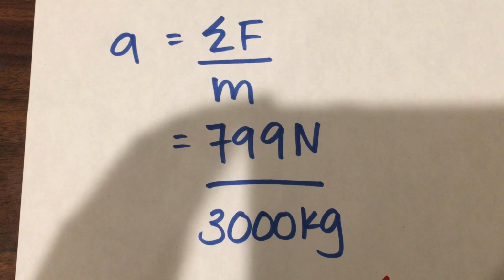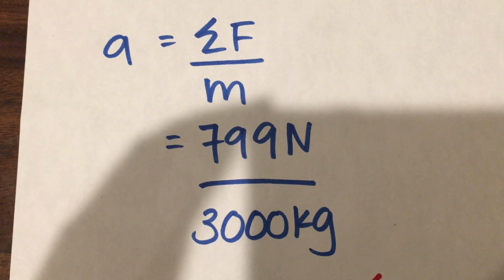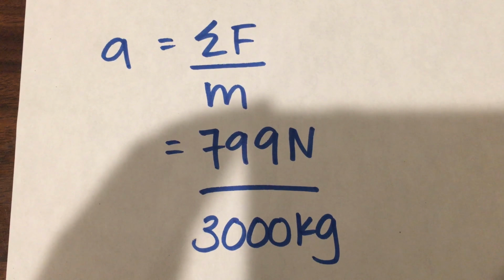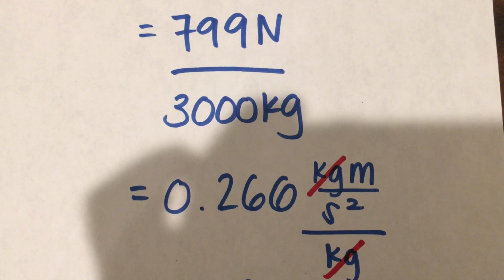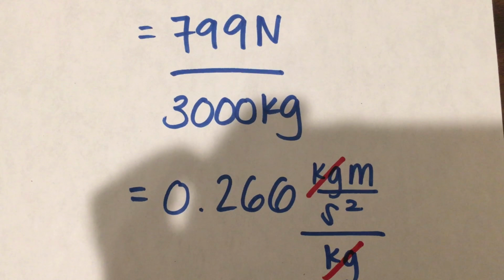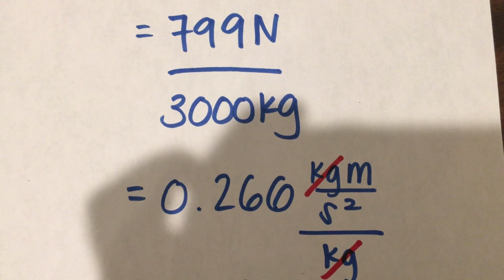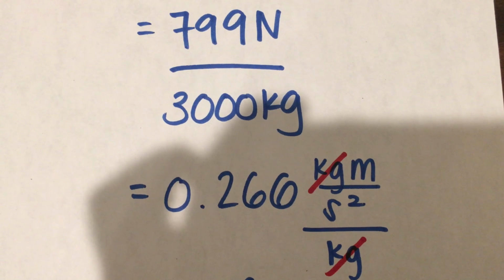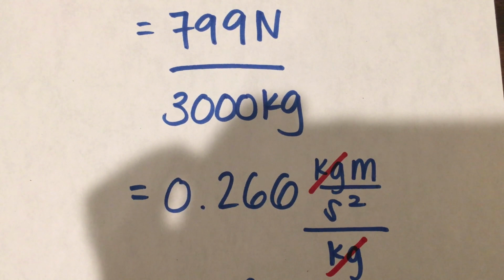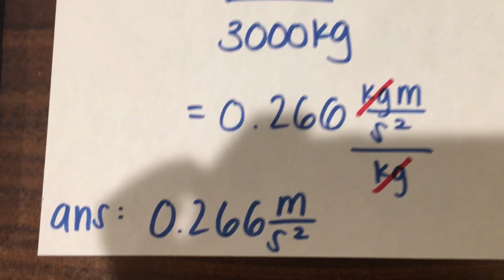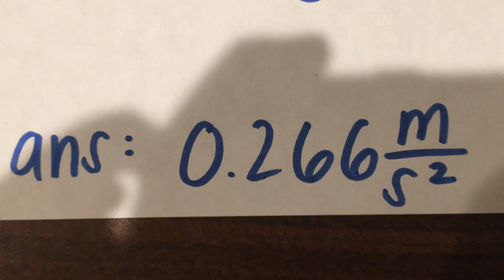When we plug in our numbers, we find that acceleration equals 799 newtons over 3,000 kilograms. And that equals 0.266 newtons over kilograms. Keep in mind that a newton is kilograms times meters over second squared. So then our kilograms cancels and we are left with 0.266 meters over second squared.